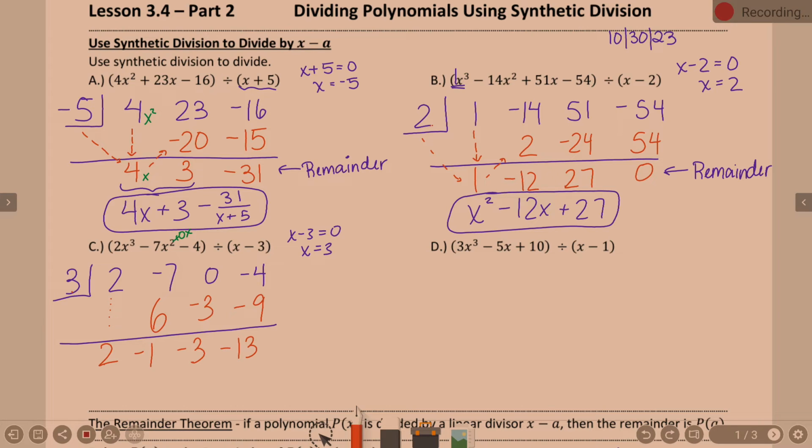Okay? Thoughts on the answer? X to the second. So my original problem was x to the third, so decrease by 1 exponent. 2x to the second minus 1x minus 3, and then minus 13 over x minus 3, because x minus 3 was my original divisor.